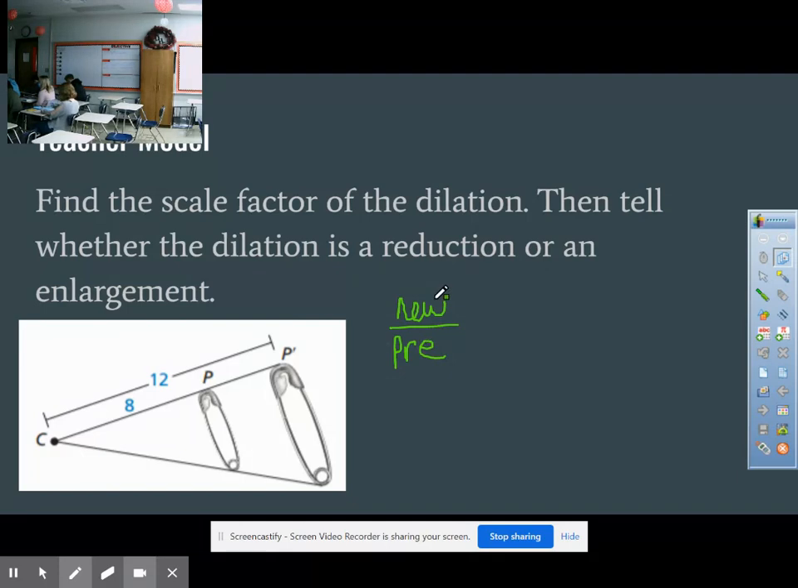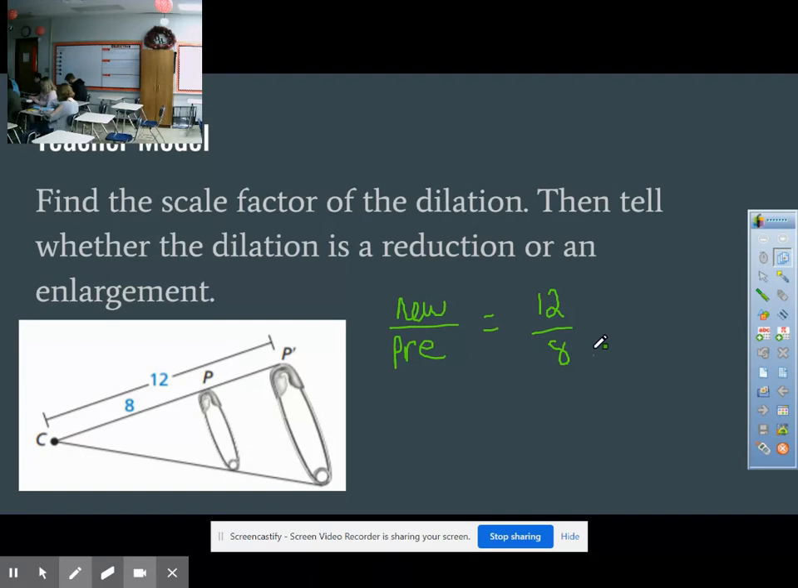All right, so the new image is the one that's with prime. So look at the length that's with prime. Notice from C to P prime is 12, so 12 would go on top. And then 8 would go on the bottom because from C to P is 8. So that would go on bottom.